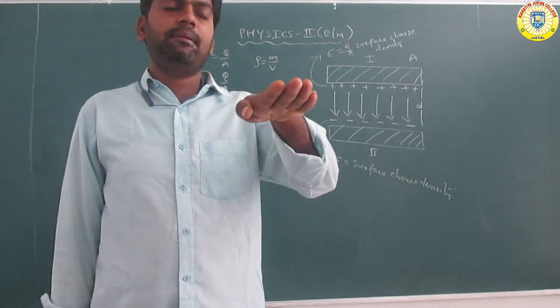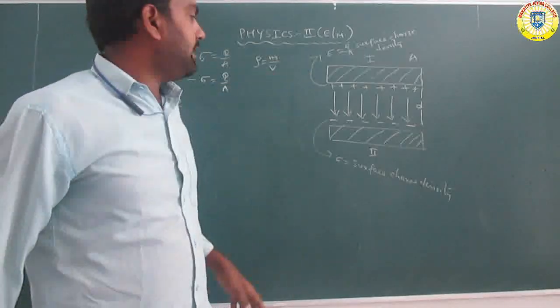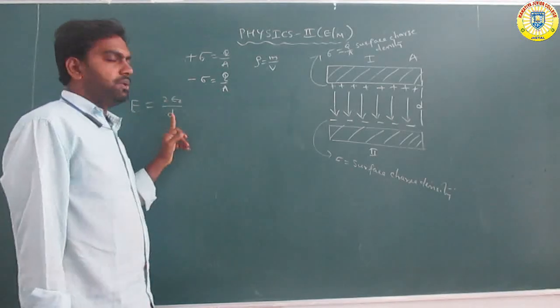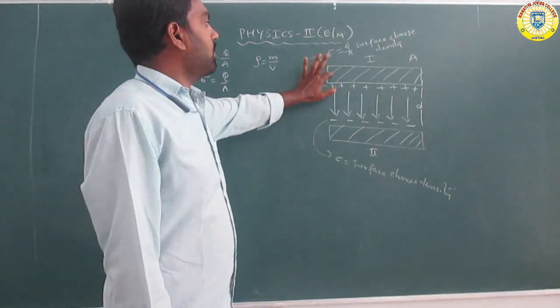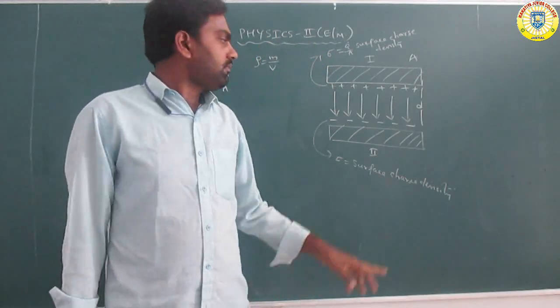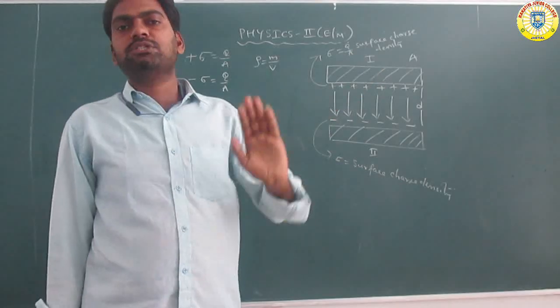Plane sheet means the electric field intensity produced by a single sheet is equal to sigma by 2 epsilon. The same pattern applies here also. This is called a surface, and this is also another surface, which is also compared to a sheet.